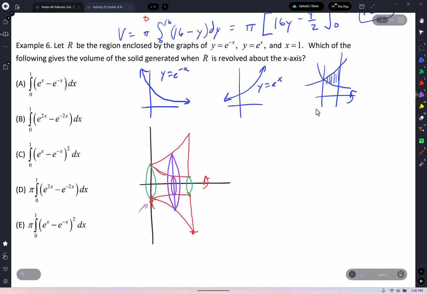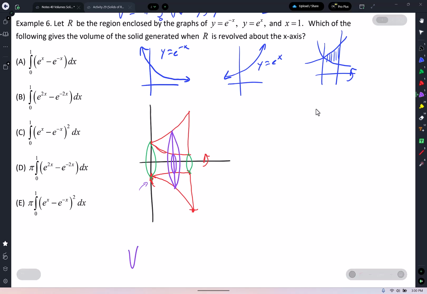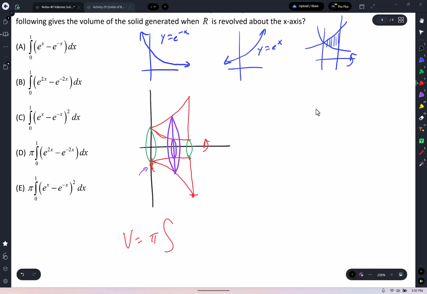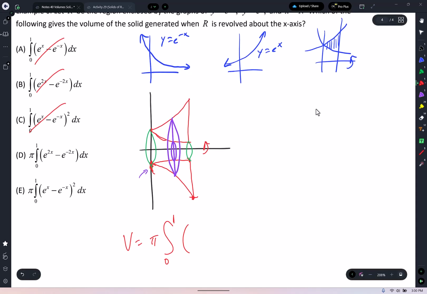That's a dx. So volume, let's go right into it because that's what we want anyway, is the equation. And this is the last one. Volume equals pi integral from what to what? 0 to 1. And then big R squared minus little r squared. The first thing I would do is delete A, B, and C because there's no pi on the outside. So it's between D and E.